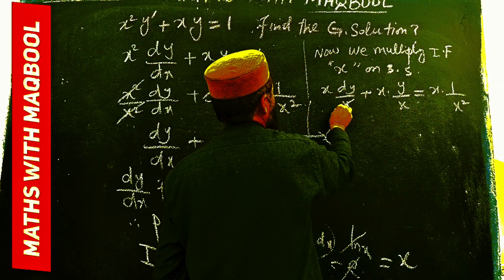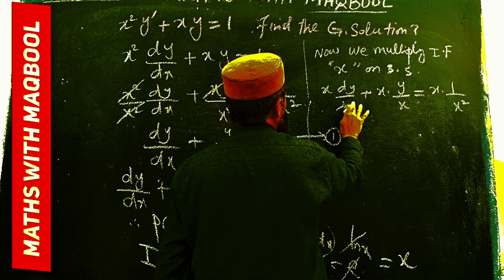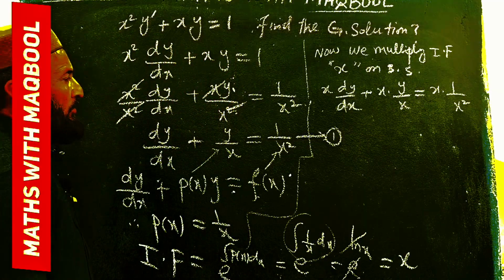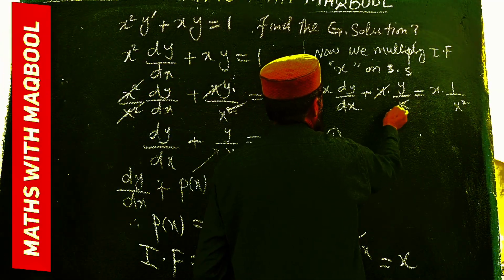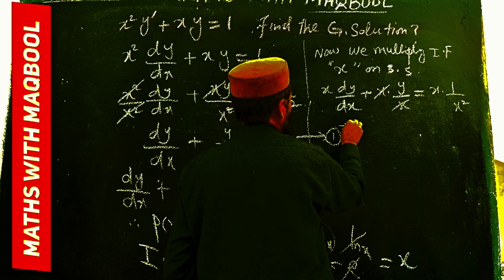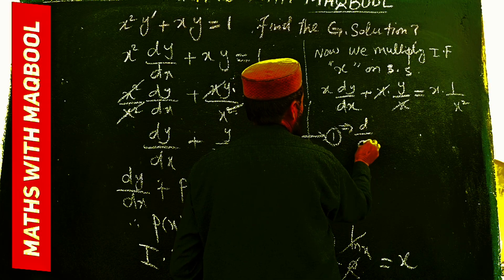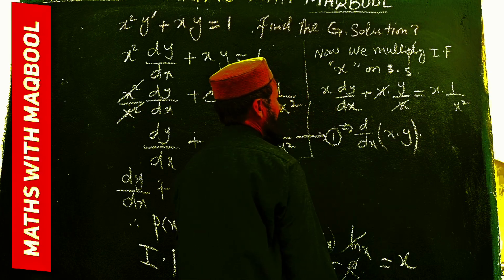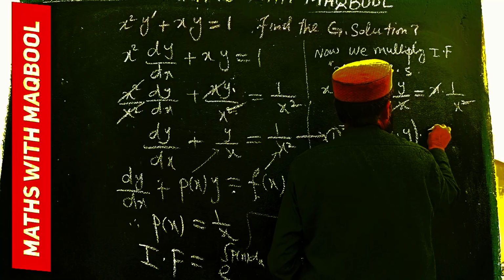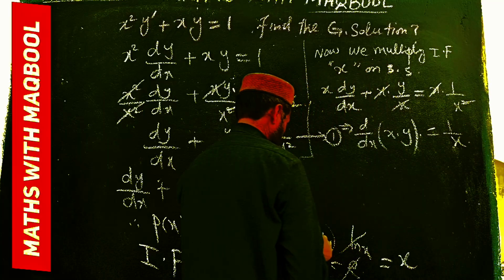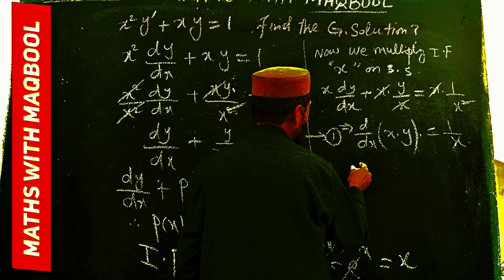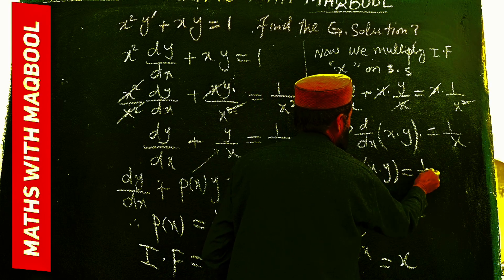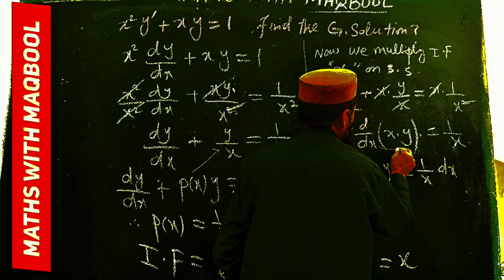Now cancel these terms. This is not cancelled, this is dy by dx. Now x and x are cancelled. This form we can write as a differential of a product, so d by dx of x into y is equal to 1 by x. Now dx is multiplied on the other side, so d of x into y is equal to 1 over x into dx.